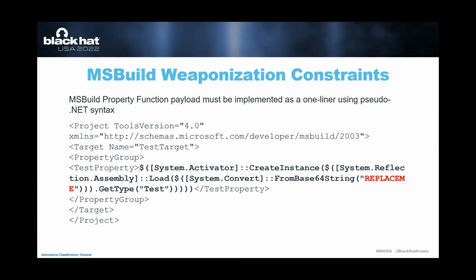You would just take your malicious .NET assembly and implement the logic that you want to execute in the test constructor. Then you take that whole binary, base64 encode it, and drop the base64 string in there, and MSBuild will run your payload without issue. So thanks again, Casey.